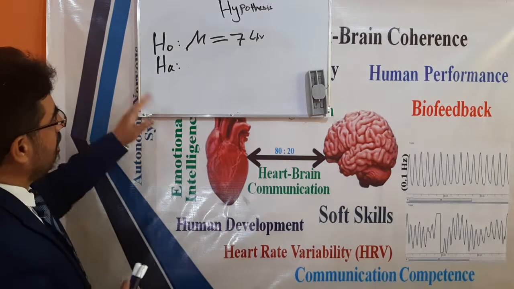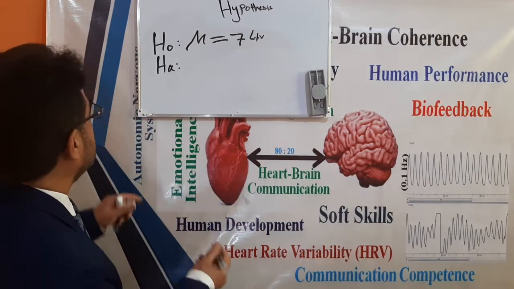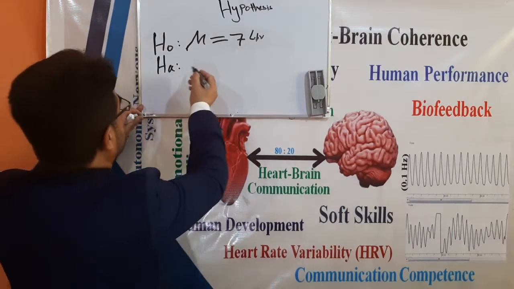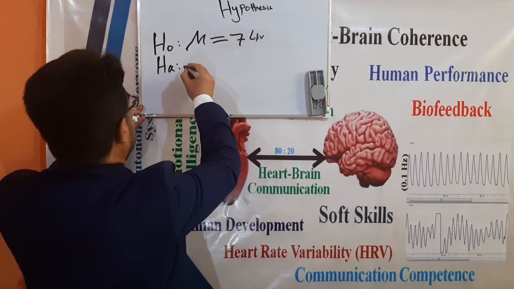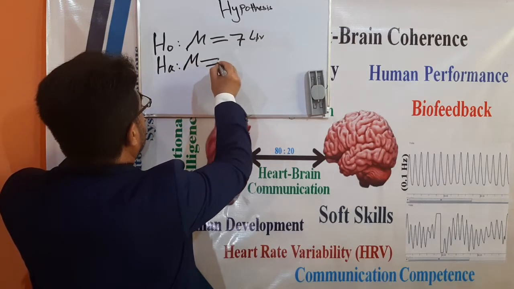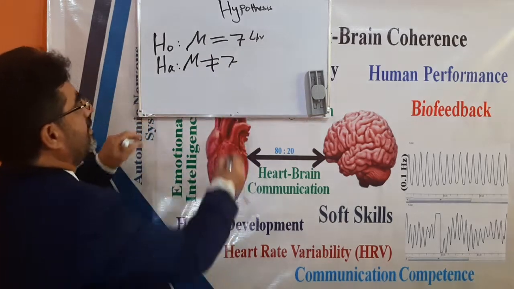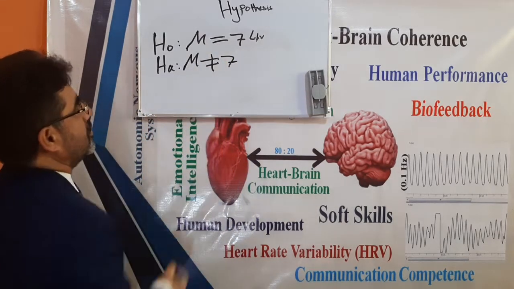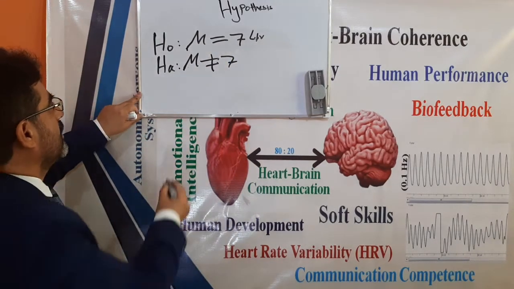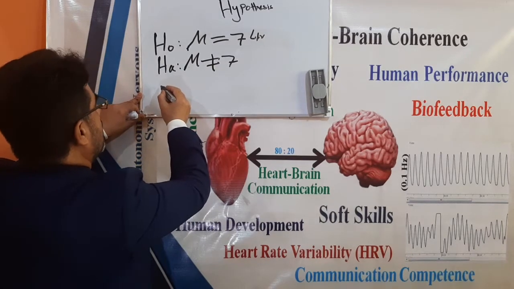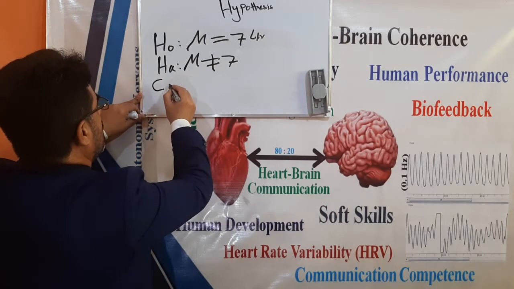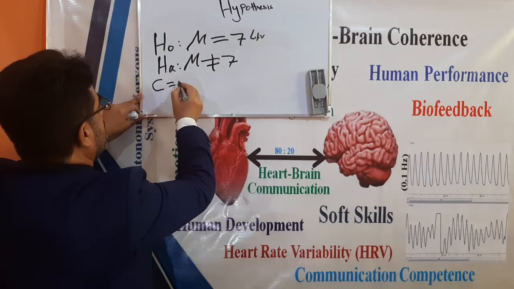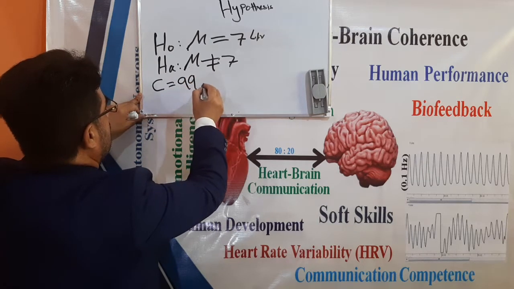That's why when we read this, we have to write the alternative hypothesis, which says mu, or the mean, is not equal to 7, because it challenges the existing or null hypothesis. And he mentioned the level of confidence, or the degree of confidence, 99%.